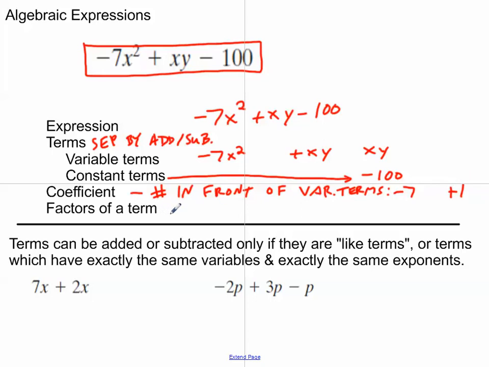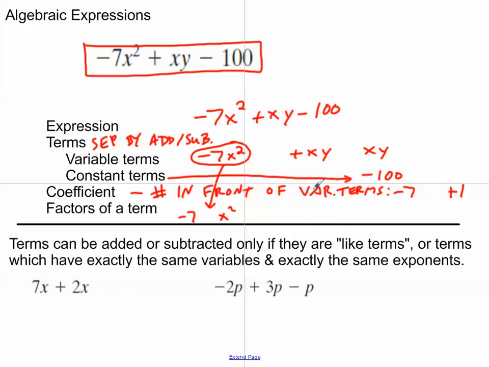What are the factors of a term? The factors of a term are, remember, factors that multiply together to give me a term. So the factors of, let's say, negative 7x squared would be negative 7 and x squared. You could say it could be negative 7 and x, or negative 1 and 7 and x, but essentially, we know that negative 7 and x squared multiply together to give me negative 7x squared as the term, so these are the factors that multiply together to get that product, or that term.